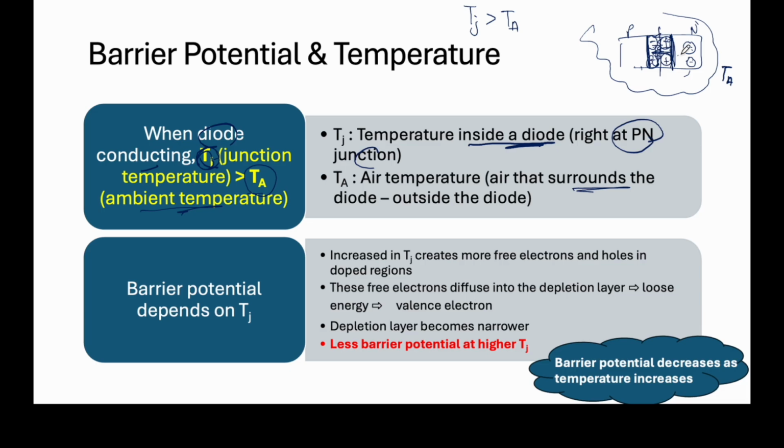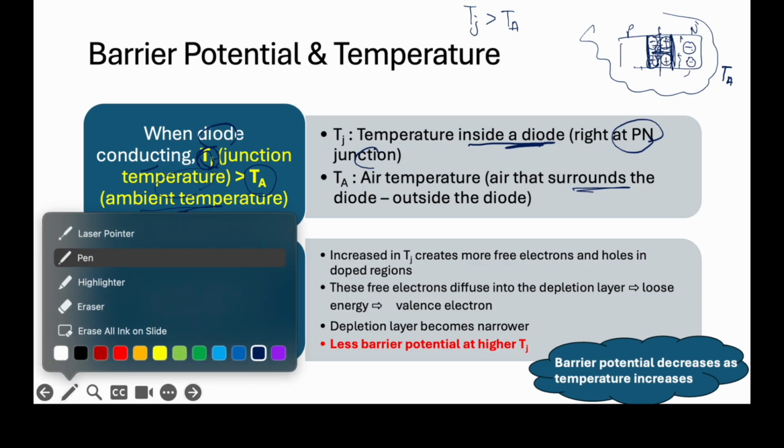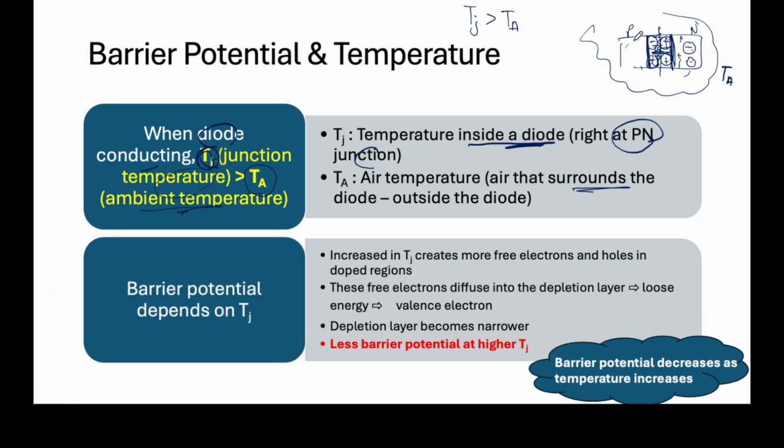The depletion layer. Now, let's say we increase the temperature inside this diode. What will happen to all of these free electrons? They will become aggressive. Just like humans, right? When we are hot, we cannot stay still.